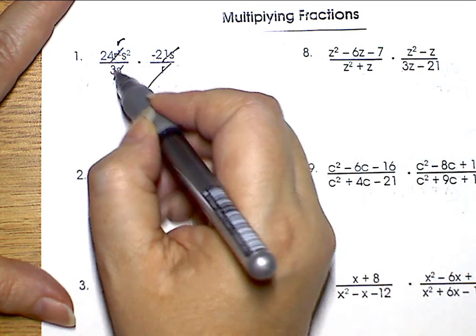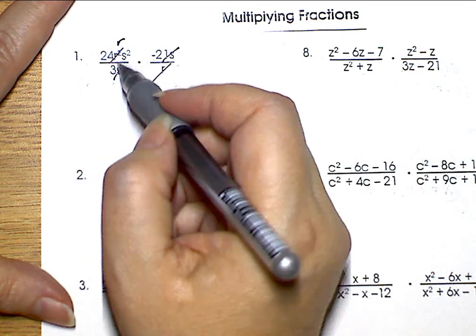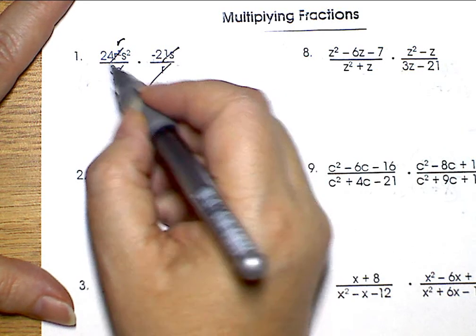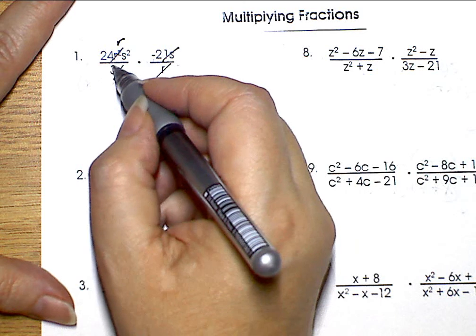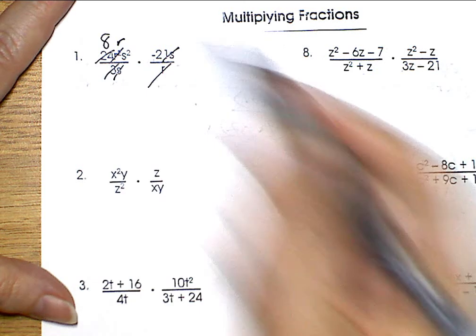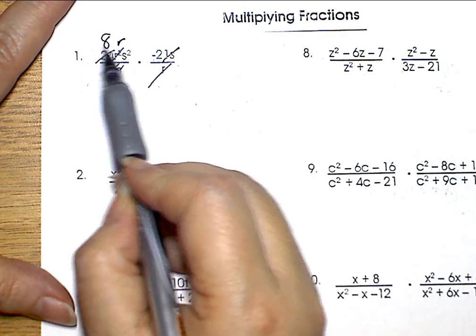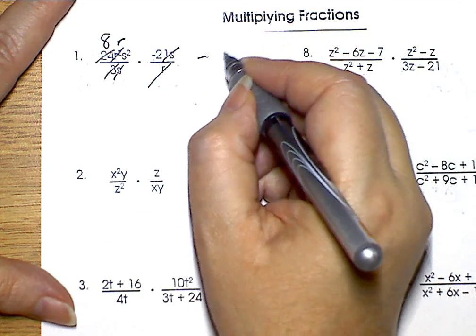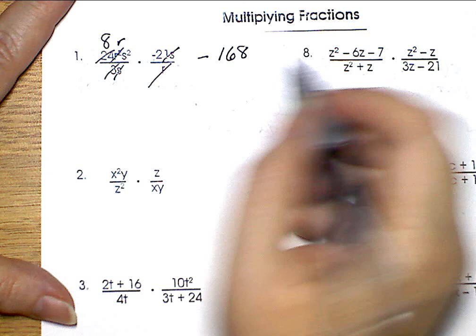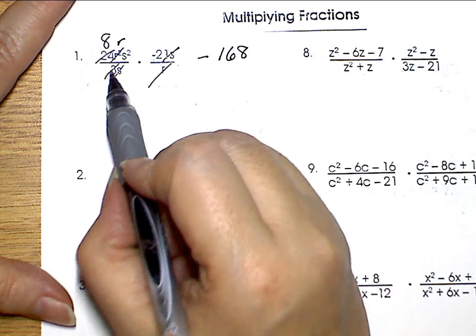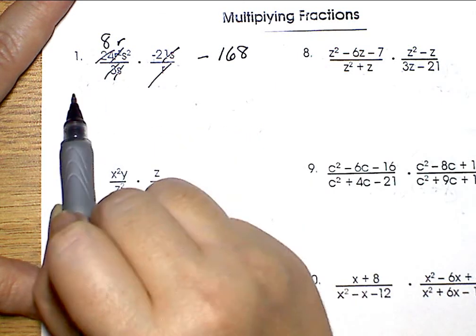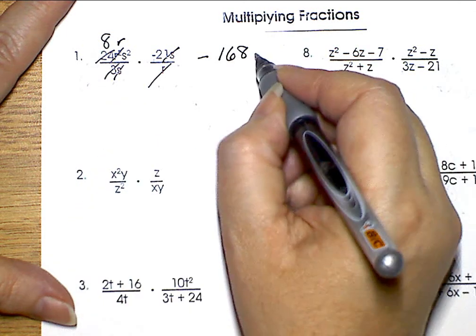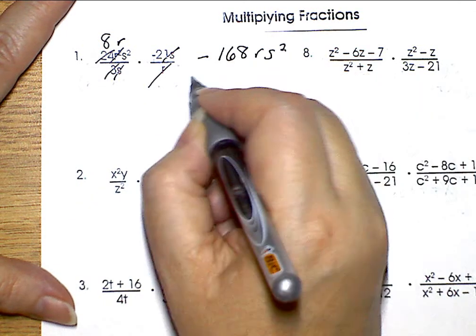We have 24 and 3. How many times does 3 go into 24? 3 times 8. All right. 8 times my negative 21 is 168. Then we have r and s squared and nothing on the bottom.